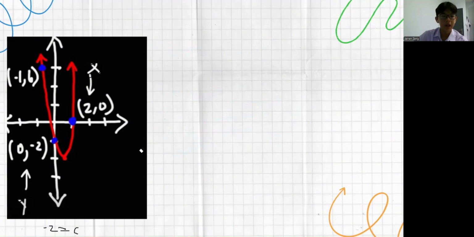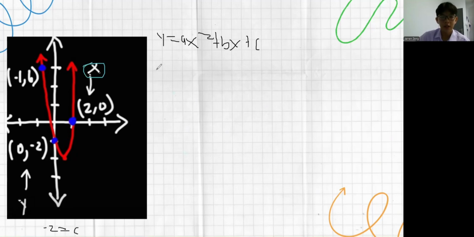Okay, now we're gonna use this one, the x-intercept one. Again, we're gonna use y equals ax squared plus bx plus c. I'll just rewrite the formula so it's easier for you guys to understand what I'm talking about. So we're gonna use this one, the x1, okay?